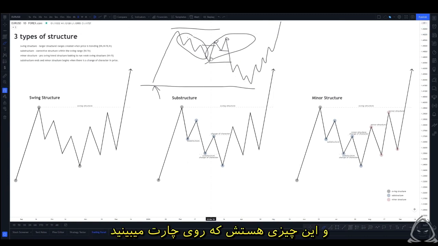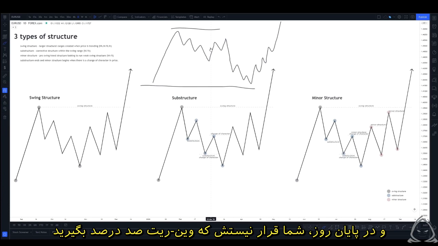And this is something that you will see on the charts, and at the end of the day, you're not going to get it 100% right.